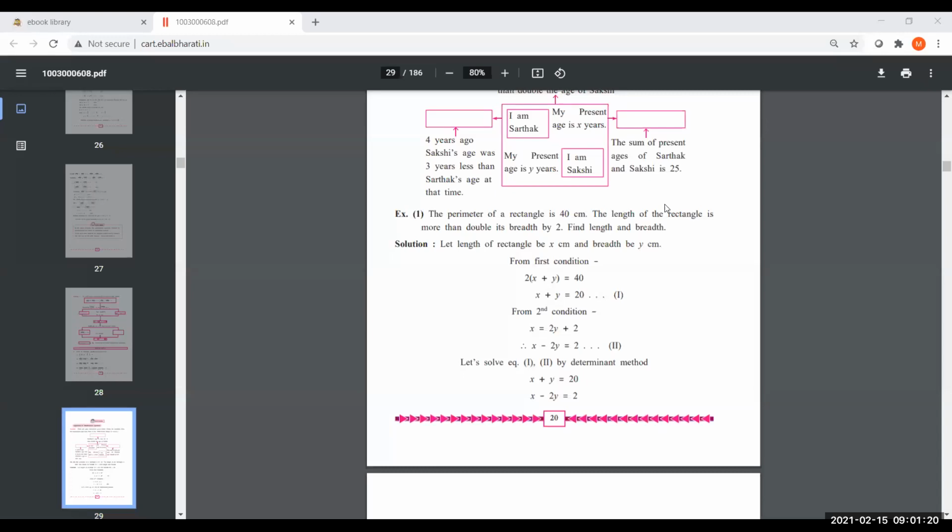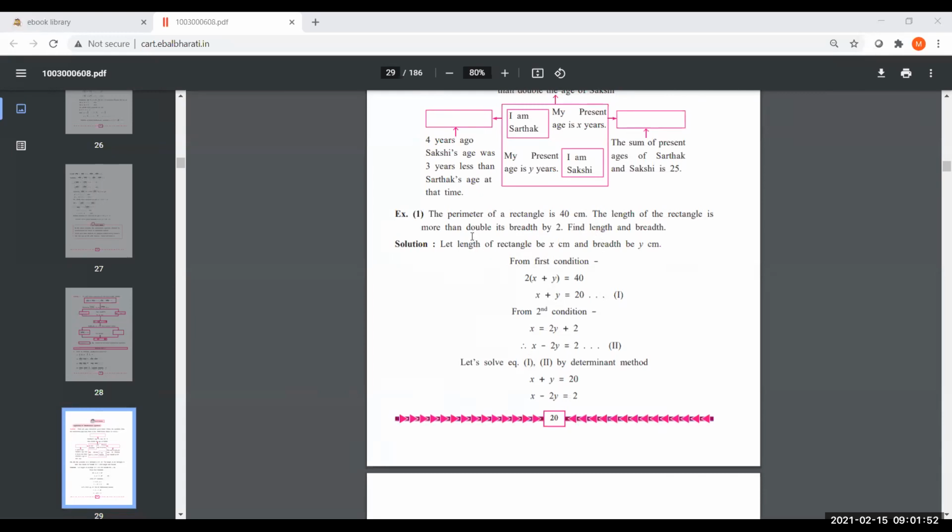The first question I am taking here: the perimeter of a rectangle is 40 centimeters. The length of the rectangle is more than double its breadth by 2. Find the length and breadth. Again, remember one thing: while solving mathematics, you must know all the formulas. What is the perimeter? What are the areas of a trapezium, a rhombus? You must be able to write these formulas. Then and only then can you solve the questions easily.